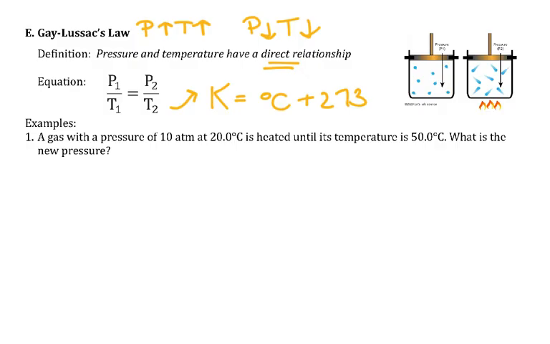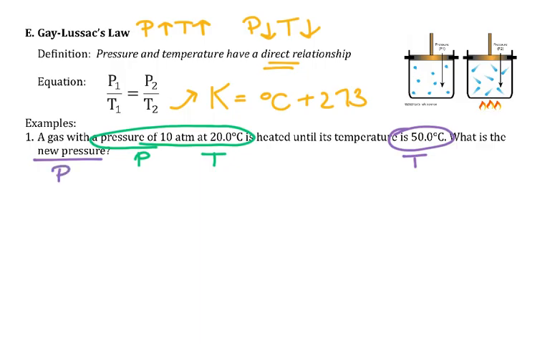All right, let's do some examples. A gas with a pressure of 10 atm at 20 degrees Celsius is heated until its temperature is 50 degrees Celsius. What is the new pressure? So we're given a pressure of 10 and we're given a temperature. I'm given another temperature and it's asking for a new pressure. And so I can identify from there that this is gonna be a Gay-Lussac's law problem.